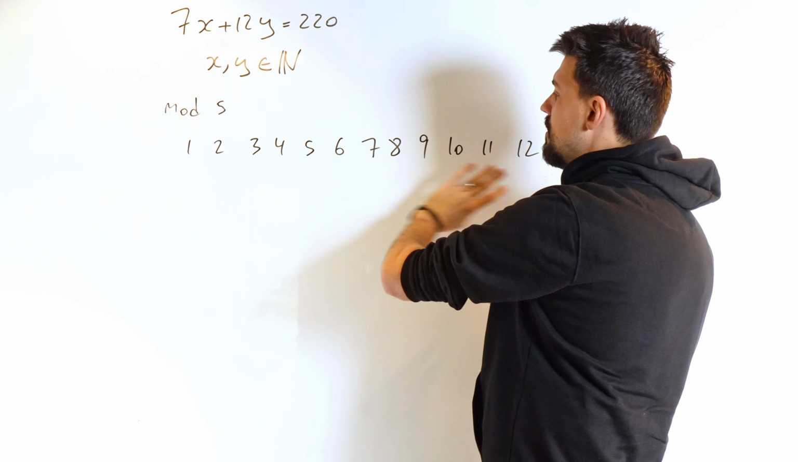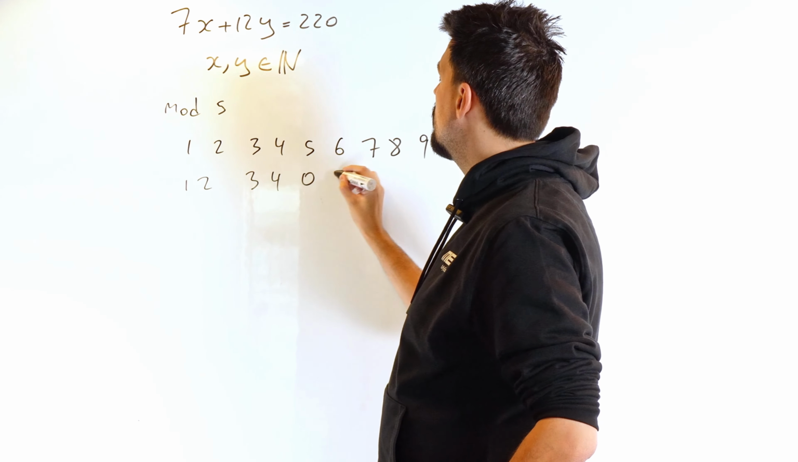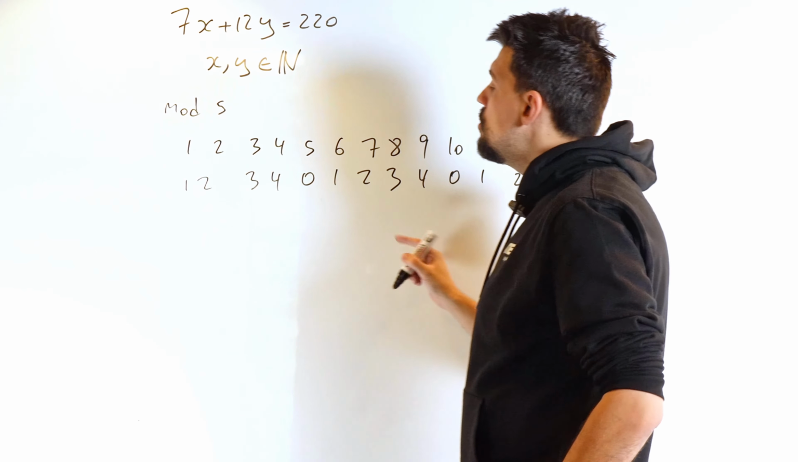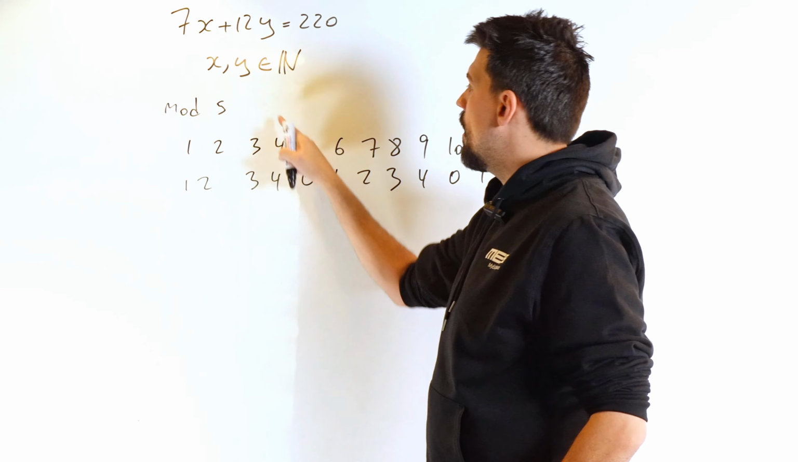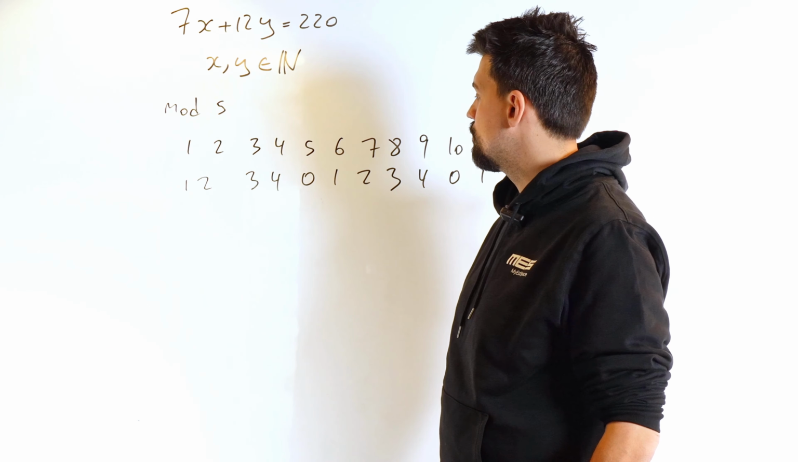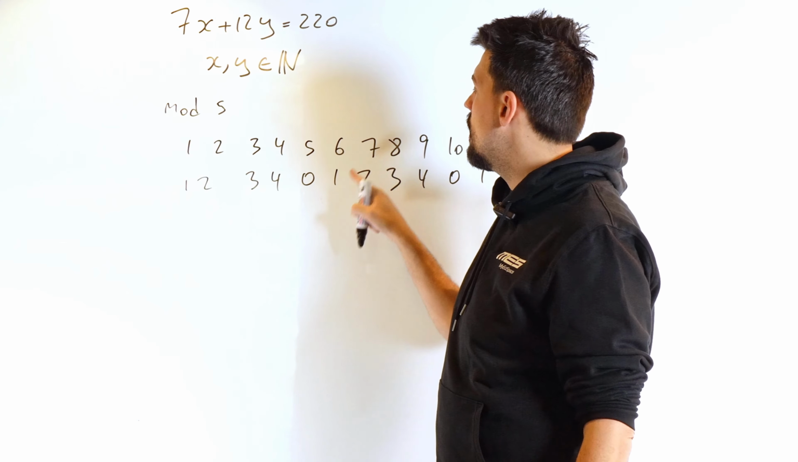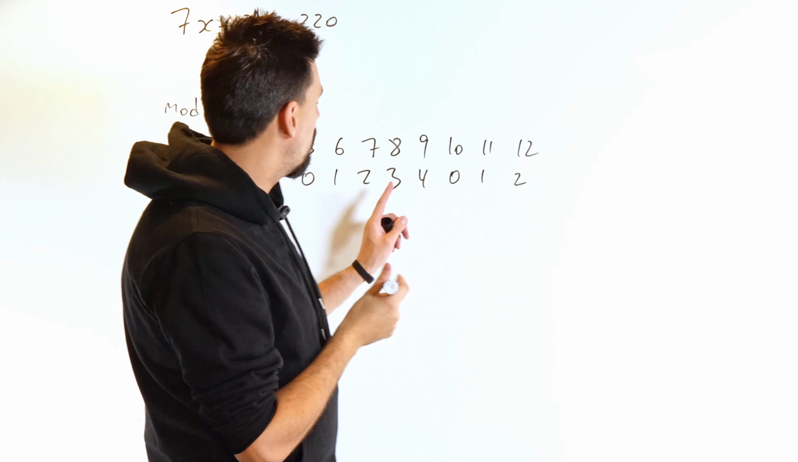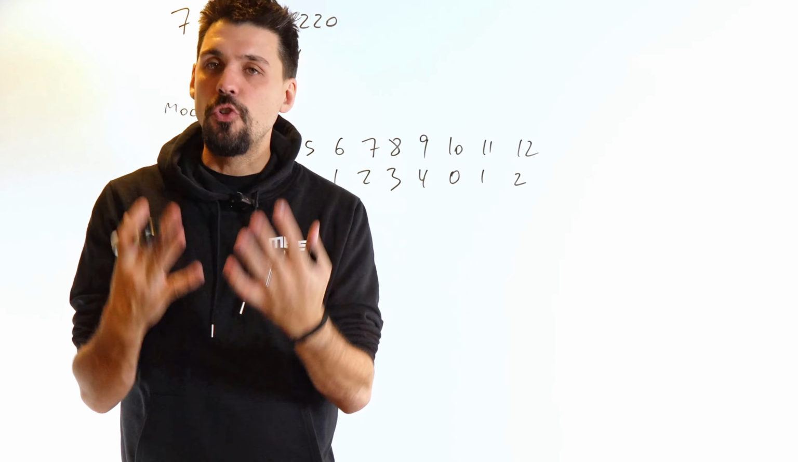So if I wanted to count these numbers modular 5, it would go 1, 2, 3, 4, 0, 1, 2, 3, 4, 0, 1, 2. You can think of these as the remainder when you divide the number by 5, for example. So 6 divided by 5 is 1, remainder 1. 7 divided by 5 would have a remainder of 2. 8 divided by 5 would have a remainder of 3, and so on and so forth. 10 divided by 5 would have no remainder.